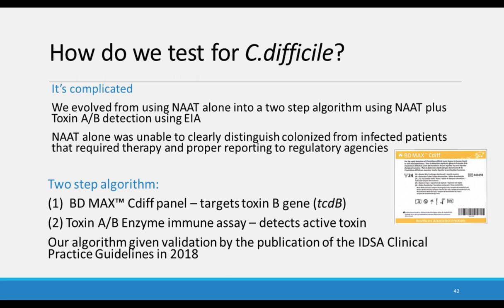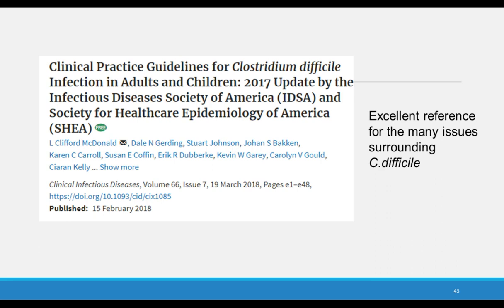Our algorithm, we've been using it for almost 3 years now, but it's been given validation by the publication of the IDSA clinical practice guidelines in 2018 that says this is one reasonable way to go about doing this testing. And these are the guidelines that can provide you some very excellent information about the proper performance of C. difficile testing using molecular assays.